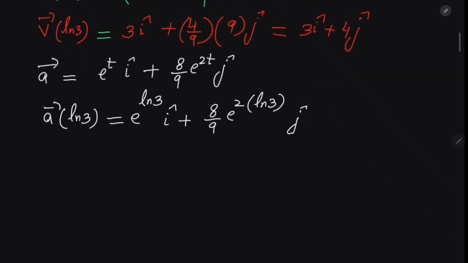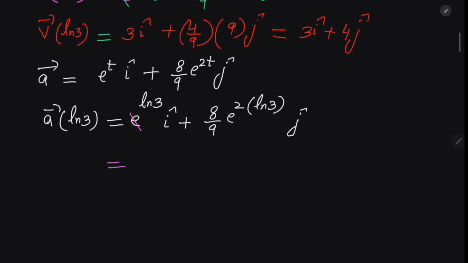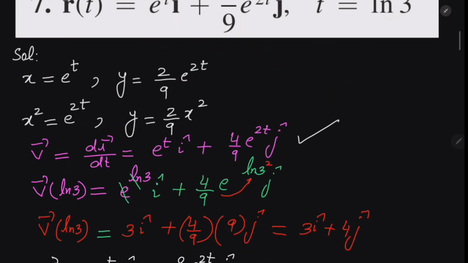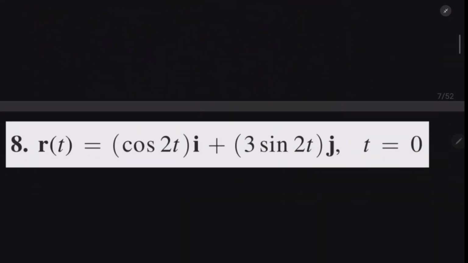After solving that, I hope you can solve this easily. e and natural log will be cancelled out. 3i, acceleration is 3i plus. Then we can write this as square. This e natural log will be cancelled out, 8 by 9 and 9j. So this 9 cancels, and 3i plus 8j is the answer. So this is question number 7.